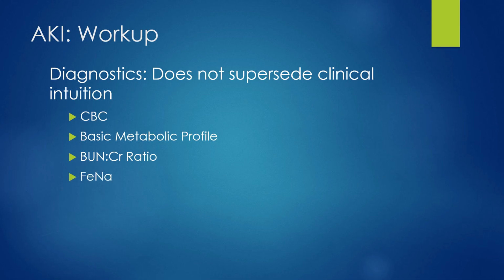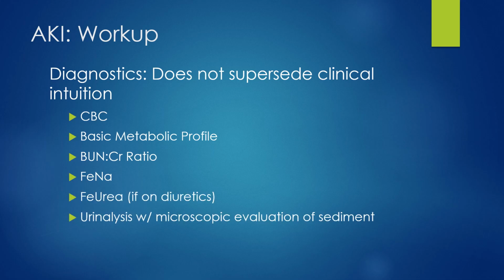Then you'll want to get labs to calculate a fractionated excretion of sodium or a fractionated excretion of urea, which I'll talk about here in the next few slides. You'll want a urinalysis with microscopic evaluation of the sediment, which may tell you what the underlying disease is. And then you oftentimes want to consider getting a renal ultrasound just to assess the renal size and possibly rule out any post-obstructive causes.